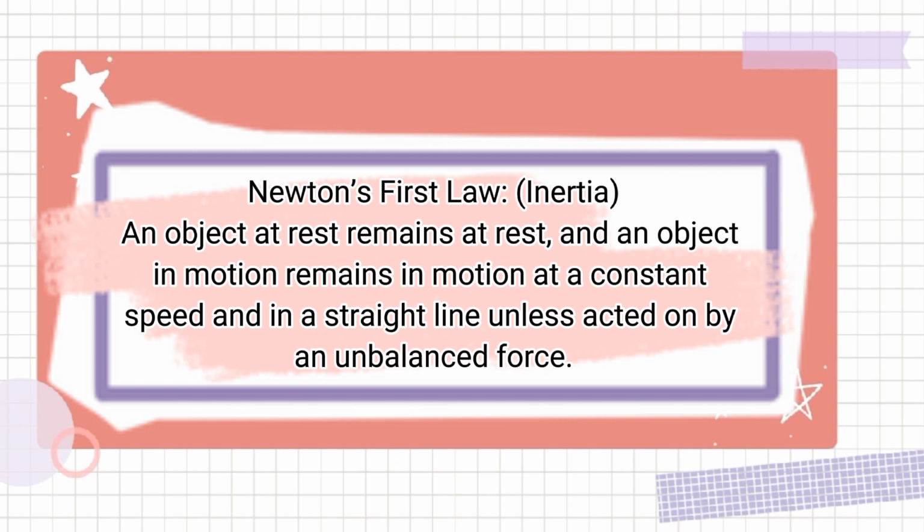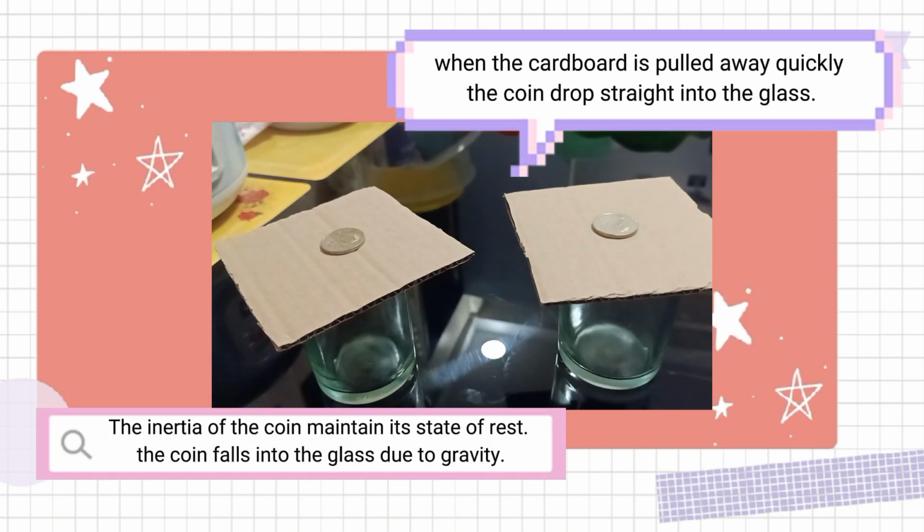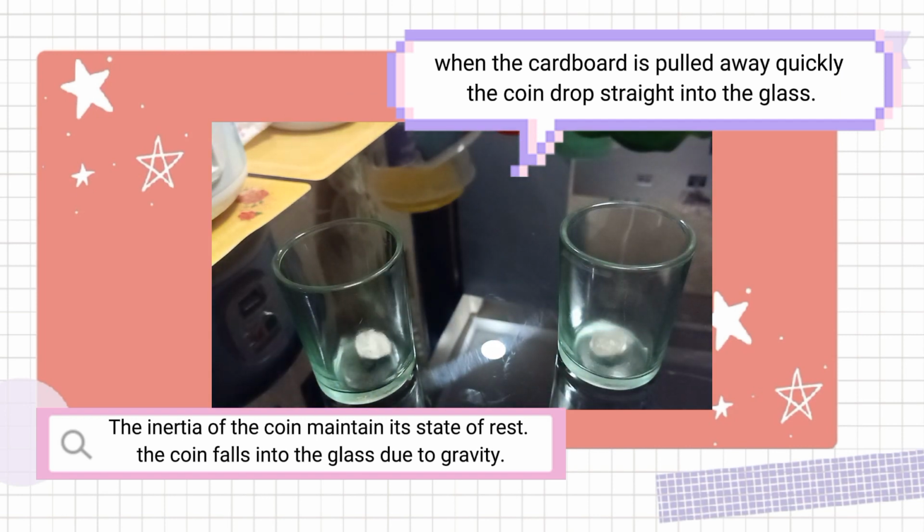Newton's first law: inertia. An object at rest remains at rest, and an object in motion remains in motion at a constant speed and in a straight line unless acted on by an unbalanced force. Example: when the cardboard is pulled away quickly, the coin drops straight into the glass. The inertia of the coin maintains its state of rest. The coin falls into the glass due to gravity.